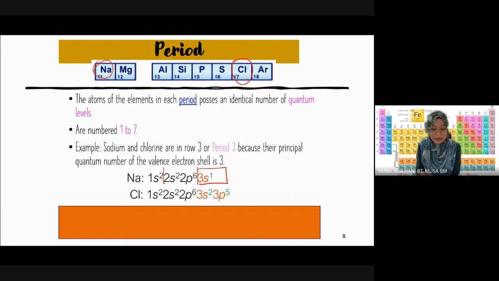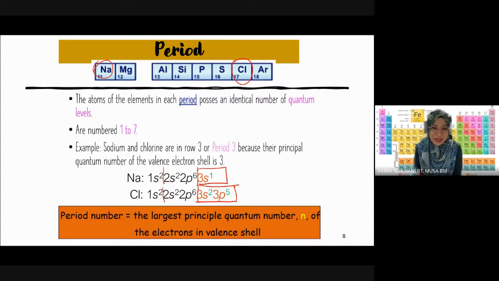Okay, so untuk chlorine also 1, 2, 3. This is the valence shell. Okay, so they are in the same period lah. Okay, you can tell from the electronic configuration of the valence electron. So valence electron, you have to identify the valence electron. Valence electron is very important. Okay, to know the period. Okay, so sama juga untuk group pun valence electron juga kan. So valence electron is very important.